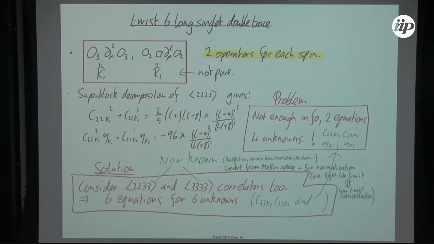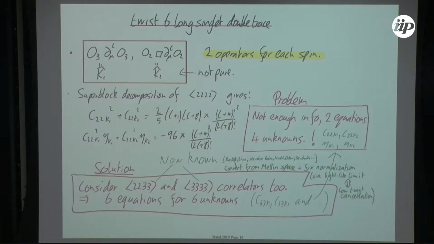So what do I get from the 2222 correlator? Sorry, I get one equation from free theory, one equation from tree level, but I have four unknowns, namely the two OPE coefficients for the two operators and the two anomalous dimensions. So we need more information.